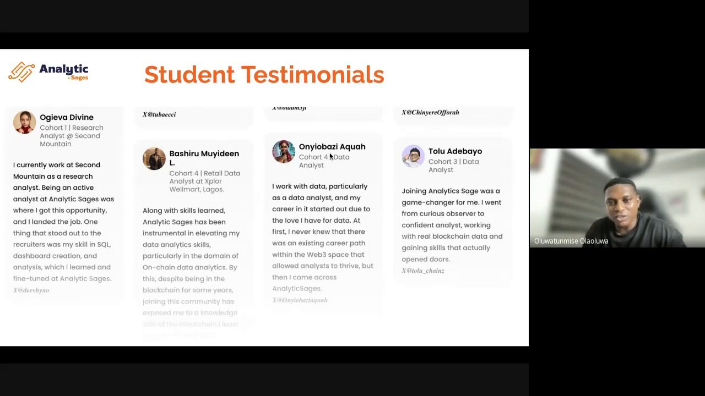And here I have Onyobazi, who joined us in cohort 4 likewise. Onyobazi said, I work with data, particularly as a data analyst, and my career in it started out due to the love I have for data. At first, I never knew that there was an existing career path within the Web3 space that allowed analysts to thrive, but I came across Analytics Sage. So this is another participant who has had prior experience in data analytics, but did not even know that there is a career path in data analytics in the blockchain.